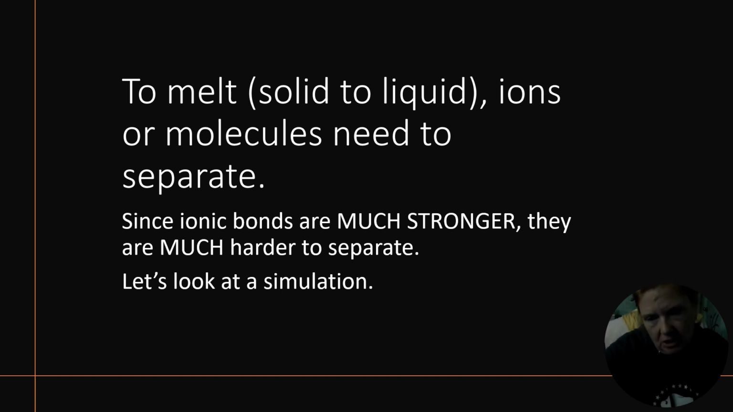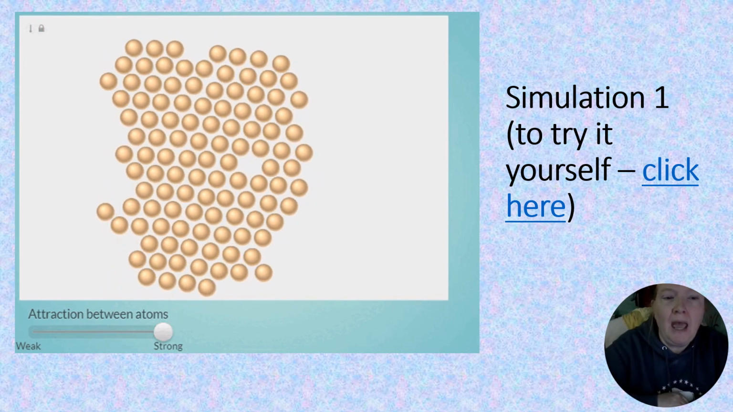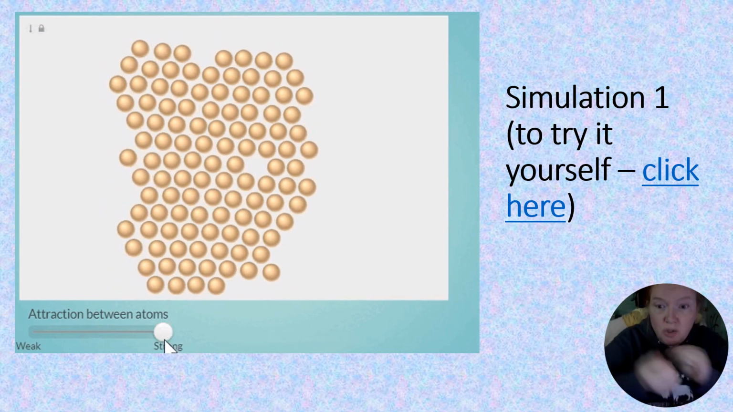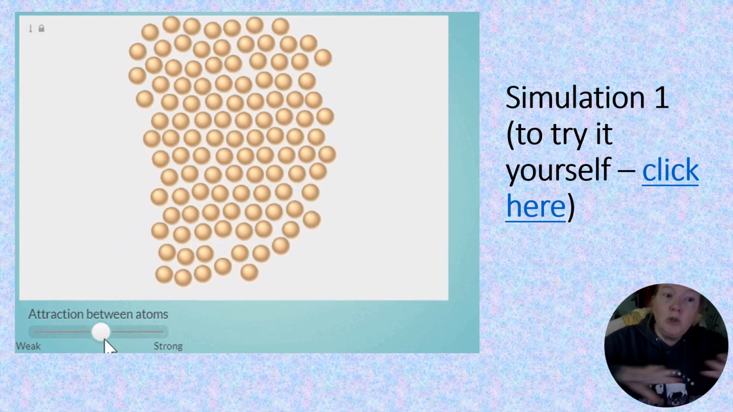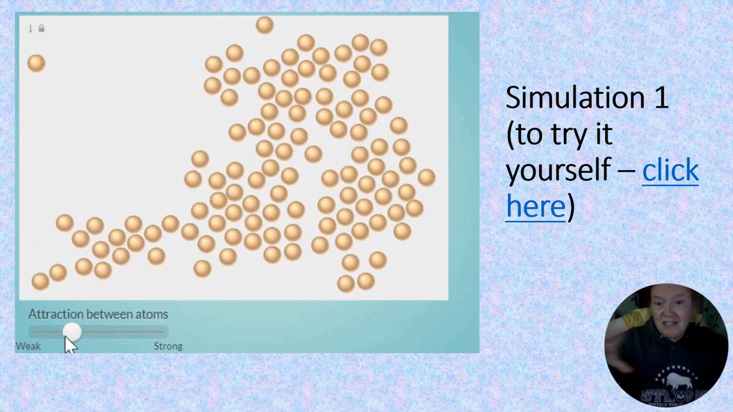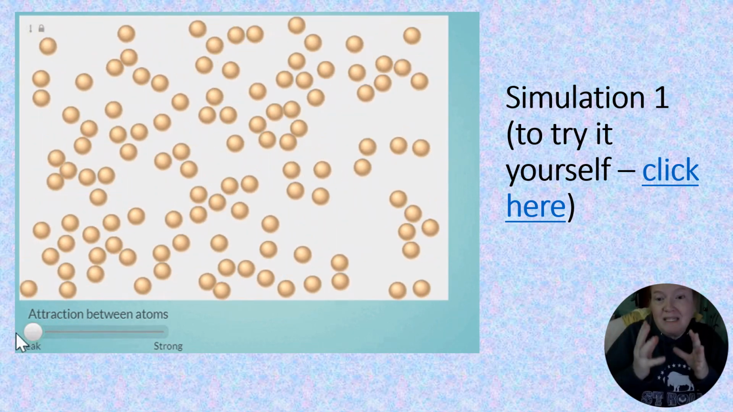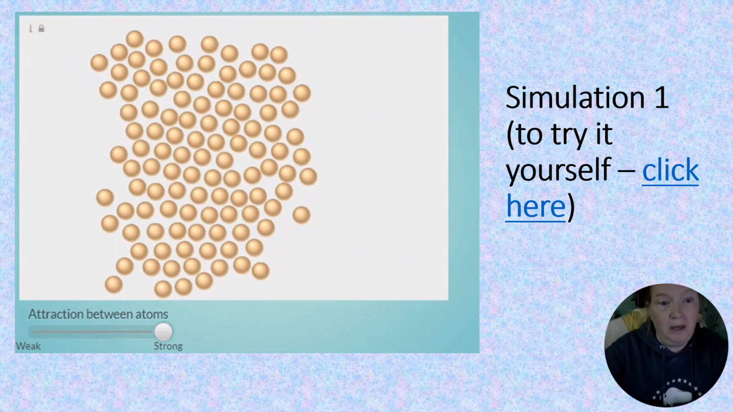So let's look at a simulation to try to help make sense of this. All right, so here's the first simulation, okay? And when I have strong attractions, you can see how those particles are very close together. And as I loosen the attraction between the atoms, you can see they're able to start dispersing. So that means it would be a solid melting and then a liquid evaporating, okay?